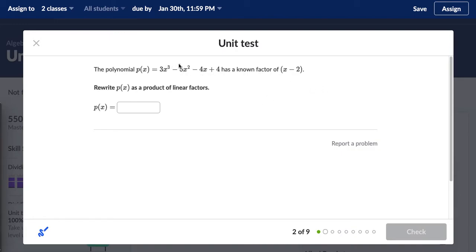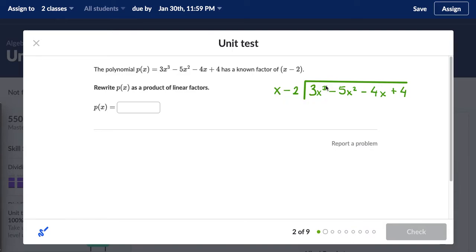Double check that we've got all our exponents. 3, 2, 1, 0. Boom. And we're ready to go. Okay, so we've got 3x cubed minus 5x squared minus 4x and plus 4. Okay, and we are going to use long division. I'll set that right up here. Long division, and we're going to divide by x minus 2. No need to change anything in the divisor when you're using long division.